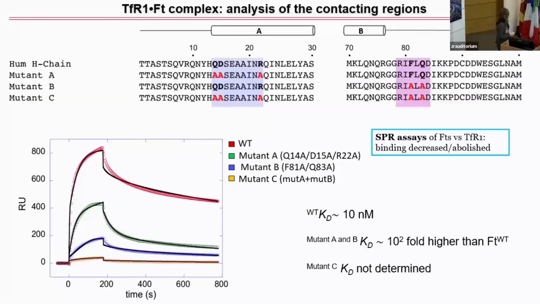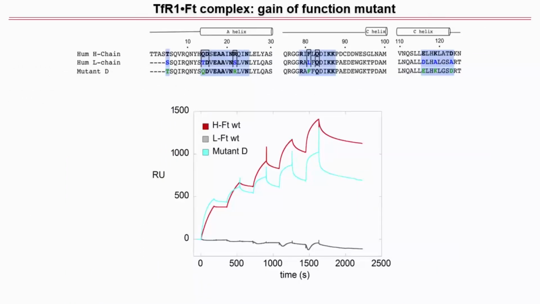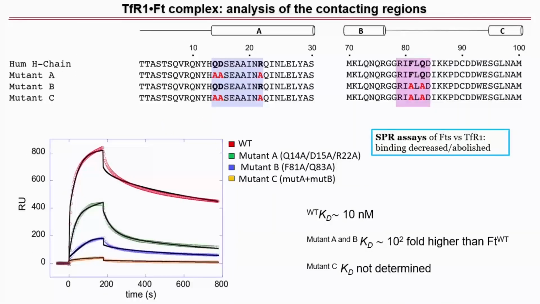Now then, with 3 mutations on the alpha helix, 2 mutations in the BC loop, we were very conservative. We mutated the glutamine, aspartate, and arginine into alanines, as well as the phenylalanine and glutamine. And we carried out a very simple experiment with surface plasmon resonance to assess the binding and affinity dissociation constant.